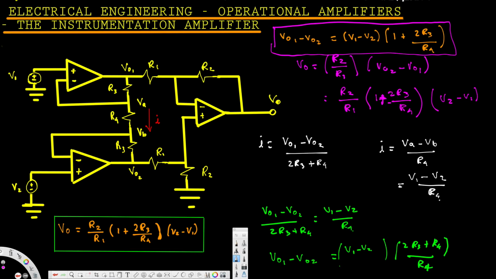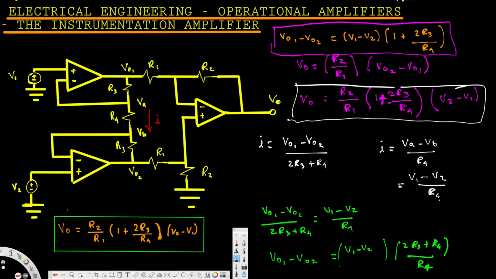Now let's see whether this is our final expression: R2 over R1 times (1 plus 2R3 over R4) times (V2 minus V1). Okay, so we derived the final equation. So this is our final equation. And also we can express this one in a better way.